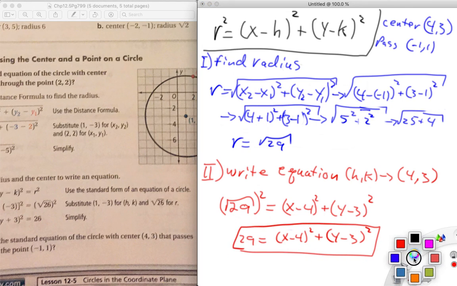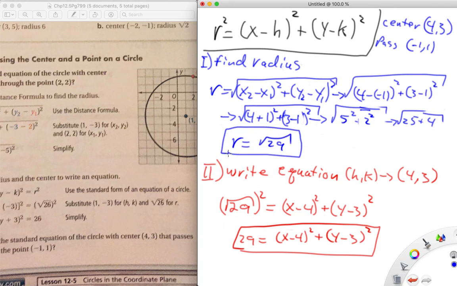Okay, so if they give you a problem where they give you the center and that it passes through a point, the first thing you're going to do is use the distance formula to find the radius. After you find the radius, then you can plug in all your numbers, the radius, and square that, and then h and k to find the equation of the circle.